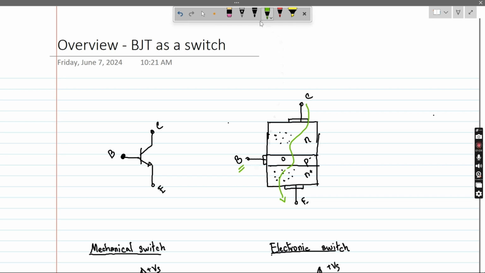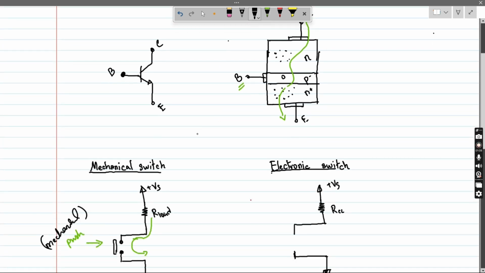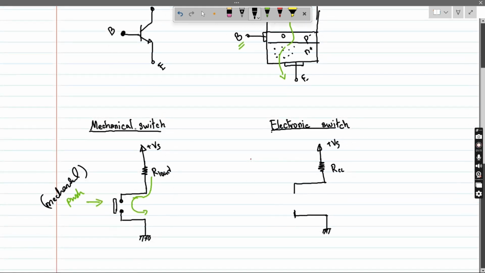The BJT can be used as an amplifier and also as an electronic switch. To understand that, first let's see how a mechanical switch works. Suppose this is the supply and this is the load. This could be an LED, this could be a motor, or maybe just a resistor. And the circuit is interrupted by a mechanical switch.